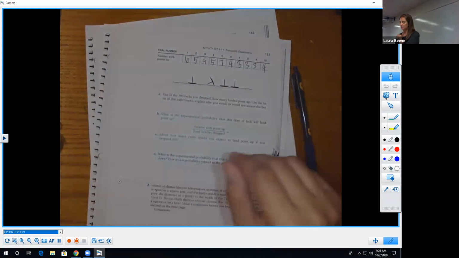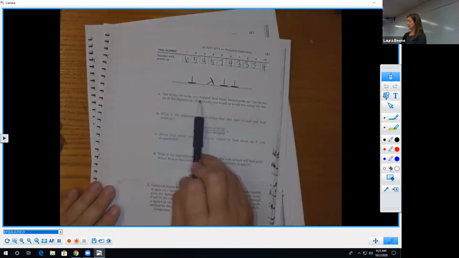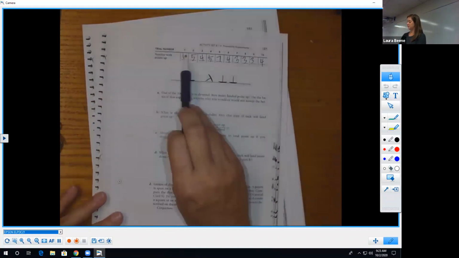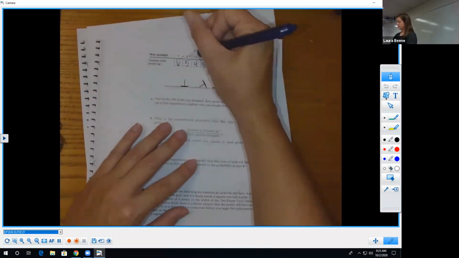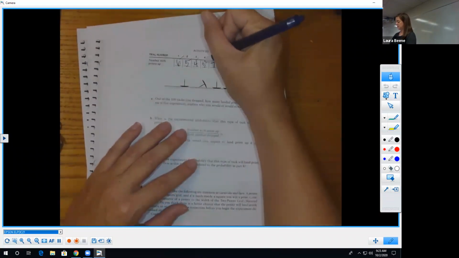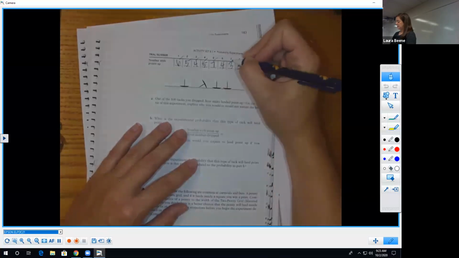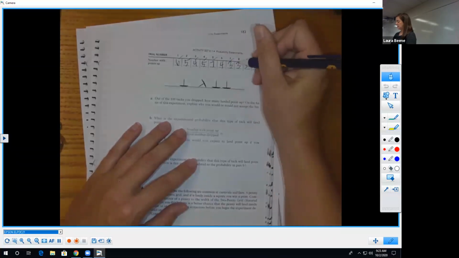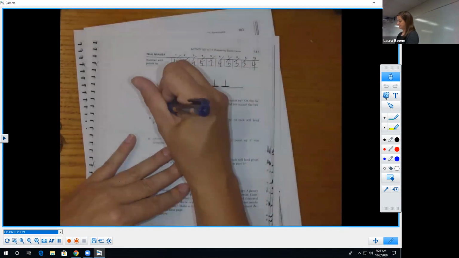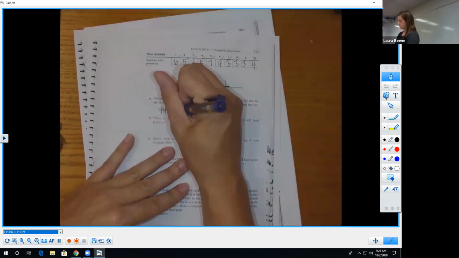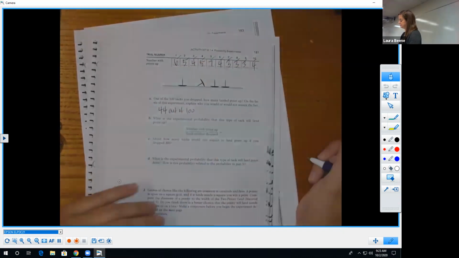It's 100 different trials. It says out of the 100 tacks you dropped, how many landed point up? So we need to add all this up together. Let's see, I'm going to make some 10s. So 6 and 4 makes 10. 5 and 5 makes 10, so that's 20. 7 and 3 makes 10, that's 30. 6 and 4 makes 10, that's 40, so 44. So 44 out of 100.